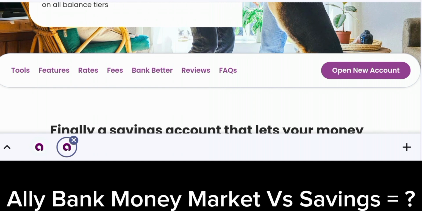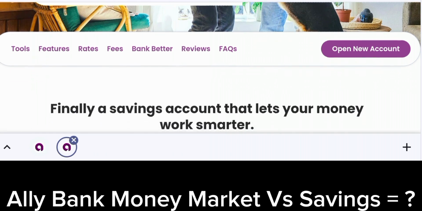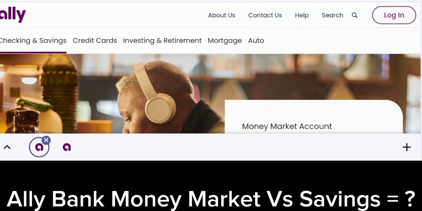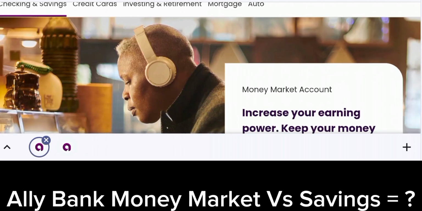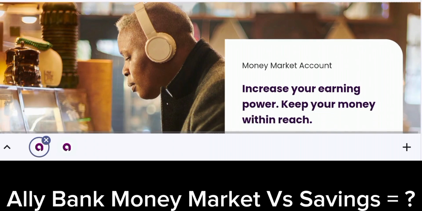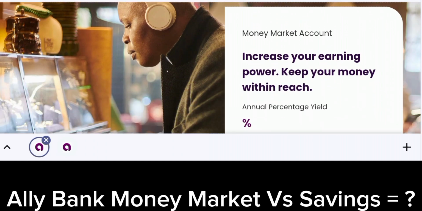Talking about setup and maintenance, the savings account is simple to set up and maintain, especially with automated tools. Okay, so you can see they have several tools. But when it comes to the money market account, they are also easy to set up with fewer maintenance needs. So it is still a tie between both, as both are easy to set up and maintain.